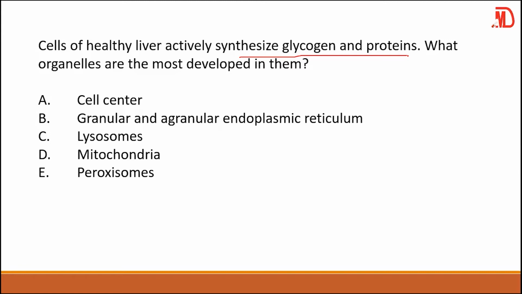So over here, the right answer should be the granular endoplasmic reticulum, because it contains ribosomes. This is the rough endoplasmic reticulum. They will be the organelles that are mostly developed in this kind of healthy liver cell. So over here, we are looking at B as our answer. We talked about this in our first presentation on 2015, so please do visit that video.